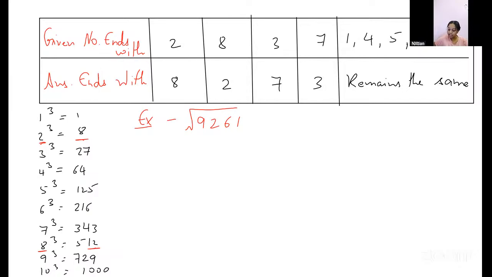3 and 7 is there. 7 and 3, for 7 and 3 is there. And for 1 it's 1. For 4 it's 4. For 5 it's 5. For 6 it's 6, and 9 also it's 9. 10 also it's 10. Ma'am, can we put 0 in like 1, 4, 5, 6 or 9? See, 1, 4, 5, 6, 0 or 9.